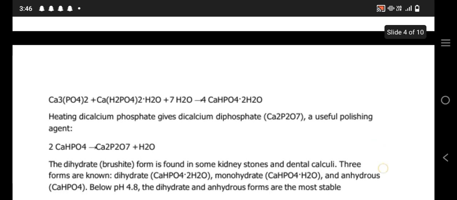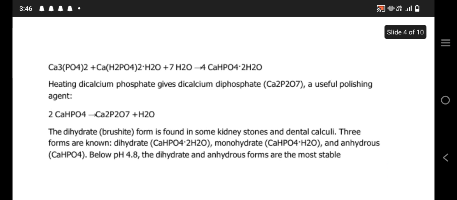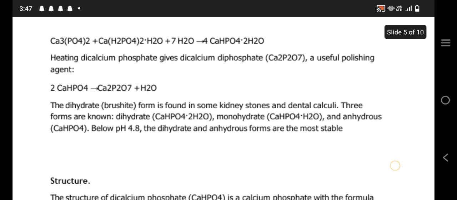Heating dicalcium phosphate gives dicalcium diphosphate, a useful polishing agent. The dihydrate form is found in some kidney stones and dental calculi. There are three forms: dihydrate, monohydrate, and anhydrous. Below pH 4.8, the dihydrate and anhydrous forms are the most stable.